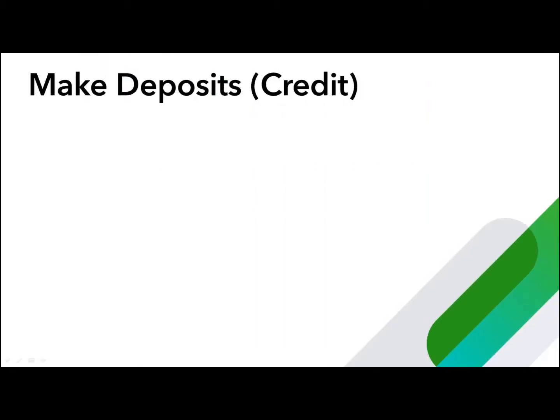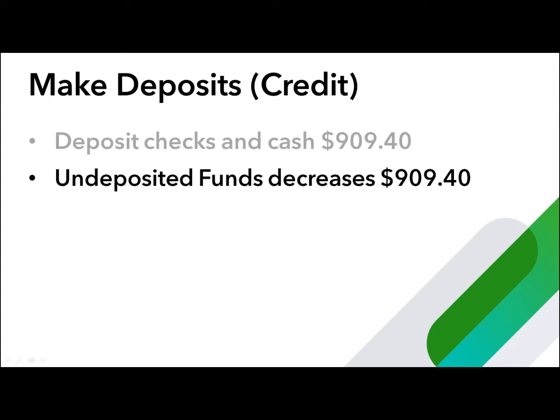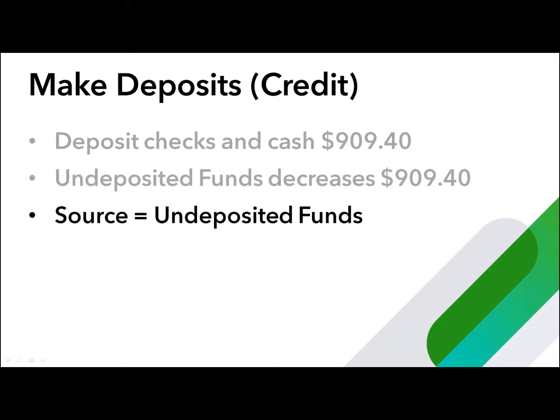Let's look at this transaction from the other side, the right or credit side. Remember, you deposited checks and cash of $909.40. The money came from your drawer, cash box, or wherever you keep money before you make a deposit. QuickBooks calls this undeposited funds. That means the source is undeposited funds.